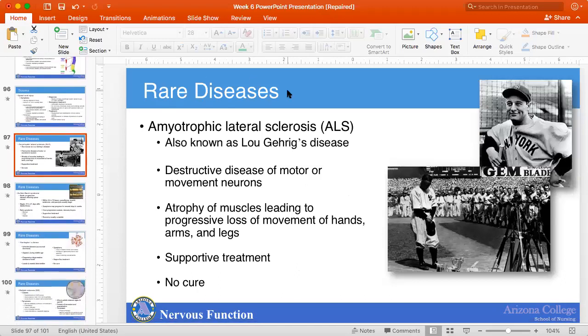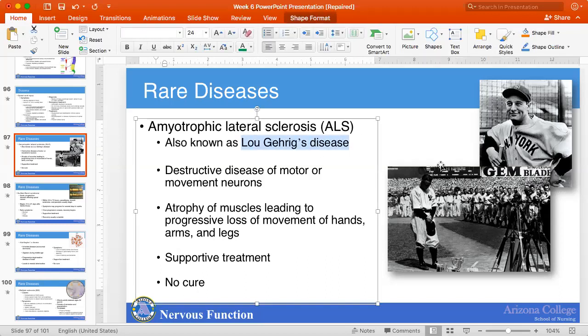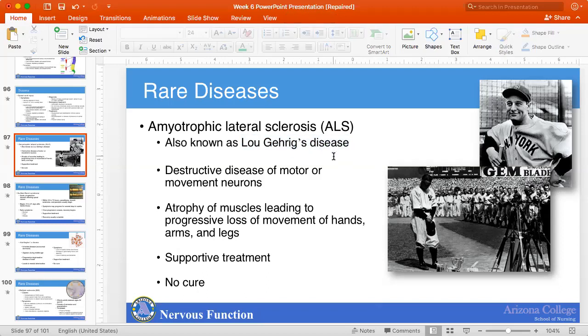Okay, another rare disease, but one that most people have probably heard about now. If you remember, a few years ago they had the ice bucket challenge. That was for a disease called amyotrophic lateral sclerosis, also known as Lou Gehrig's disease. Lou Gehrig was a famous baseball player who played for the Yankees and died of this disorder. It is the destruction of motor neurons.